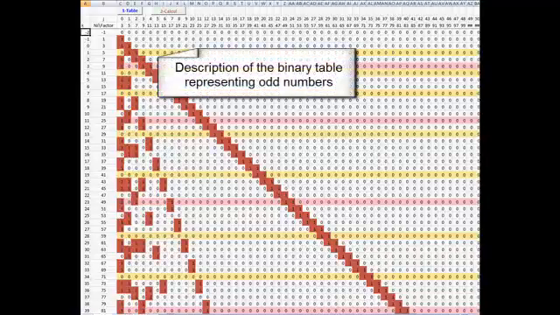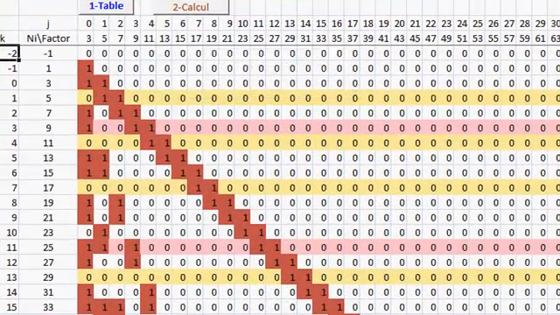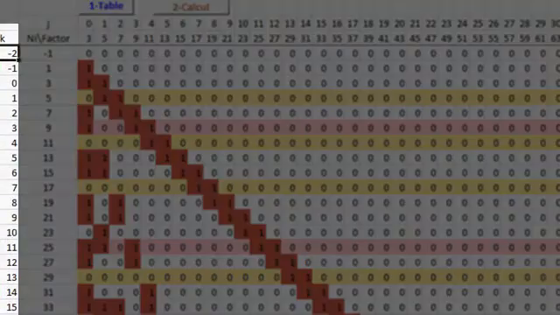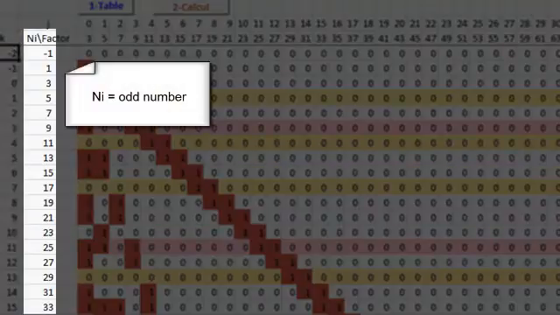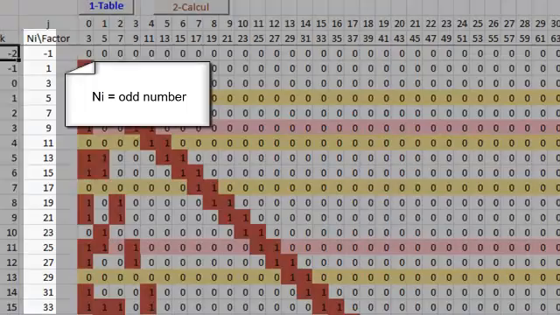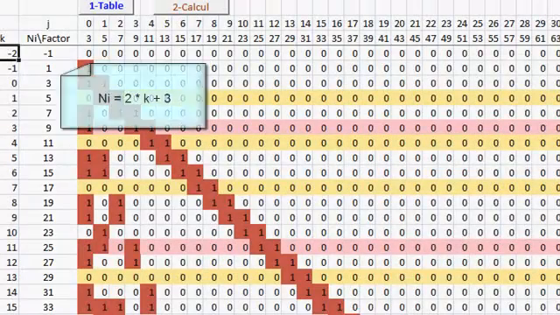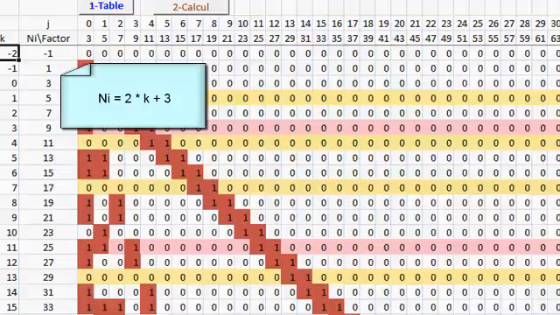Description of the binary table representing odd numbers. The table consists of a vertical axis named k, which represents the index of an odd number. The odd number ni is represented by the vertical axis ni. The odd number ni is written as being equal to twice the value of k plus 3.